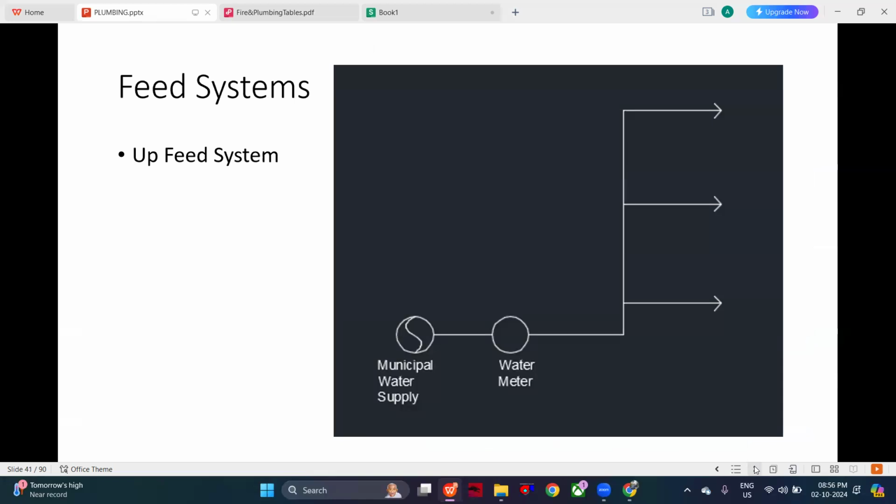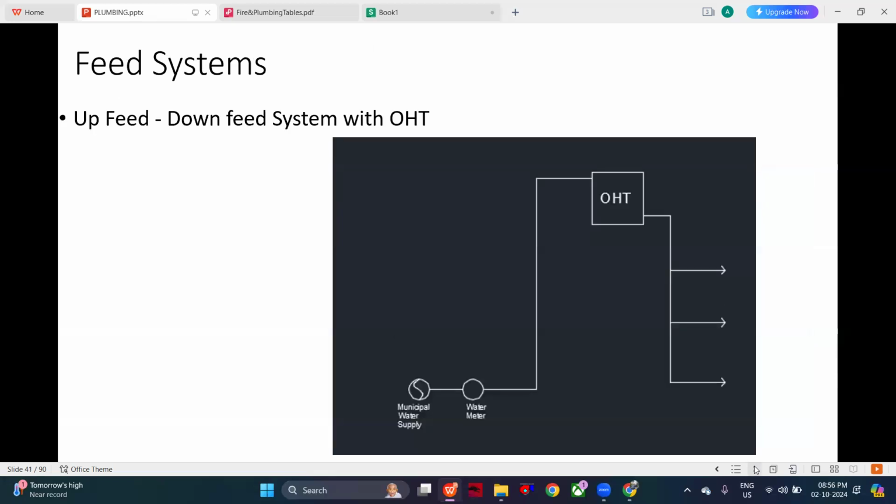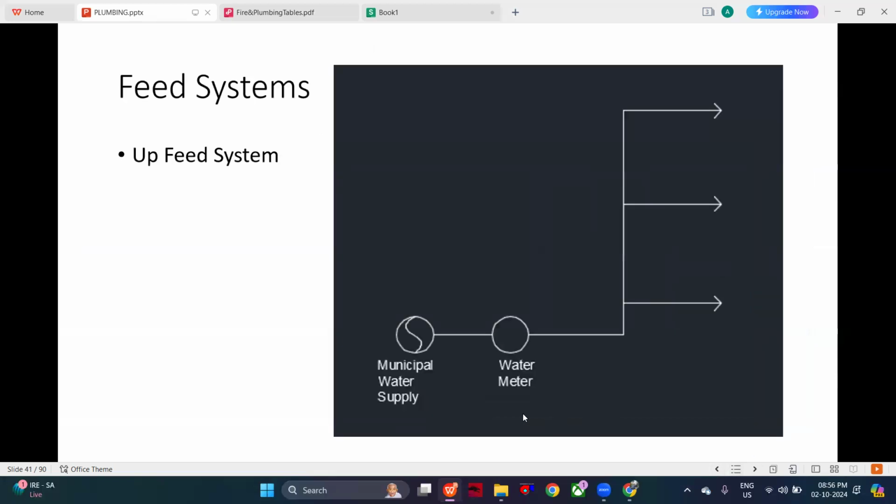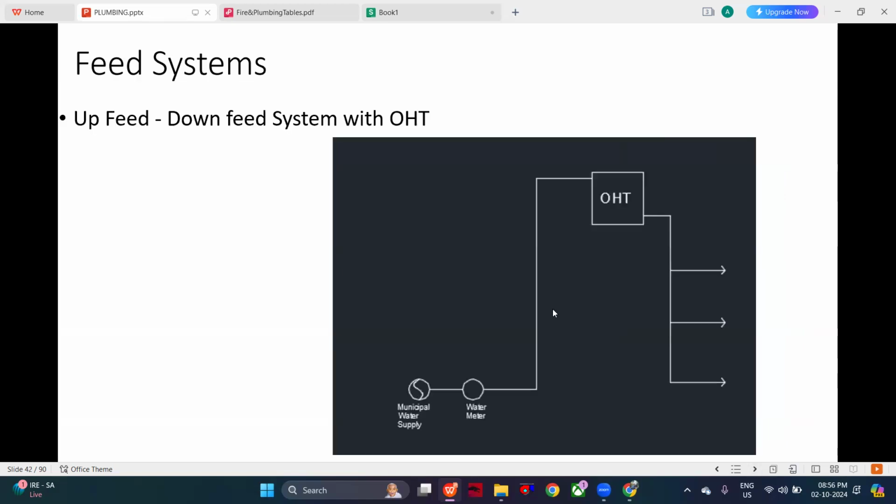Upfeed system and downfeed system with the OHT. Here you can see the municipal water upward system: we take the municipal water supply from our municipal line, then through the water meter, we push that line to our fixtures. That one is called the upfeed system. Second one is the upfeed and downfeed system with the OHT.